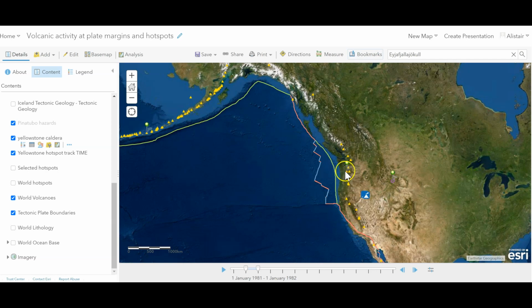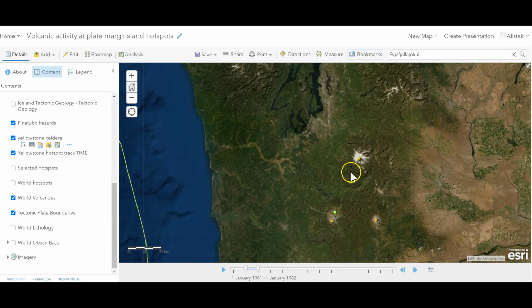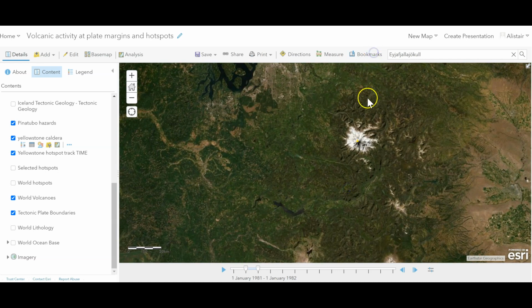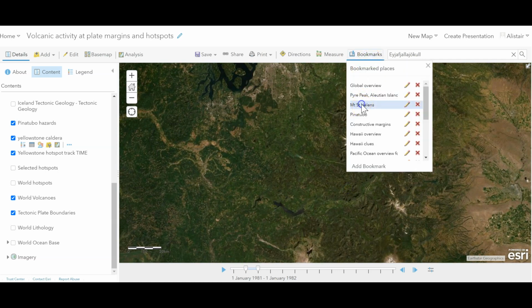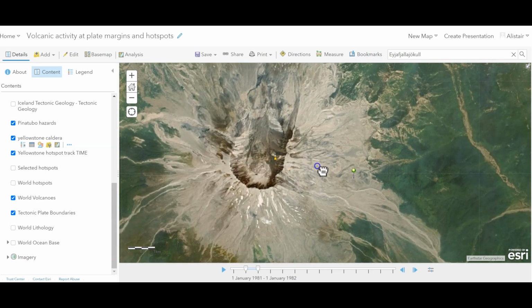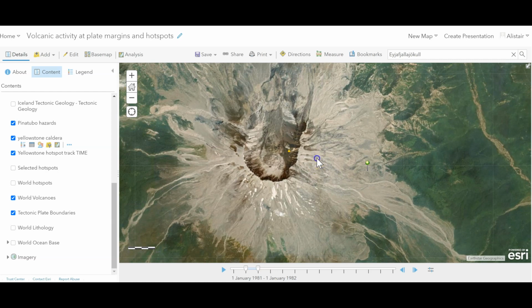Here we are, northwest United States of America in Washington State. And I'll just click the bookmark to go back into this again. Mount St. Helens. Let's have a good close look at this. This is your destructive plate margin, and it is a composite volcano as well.